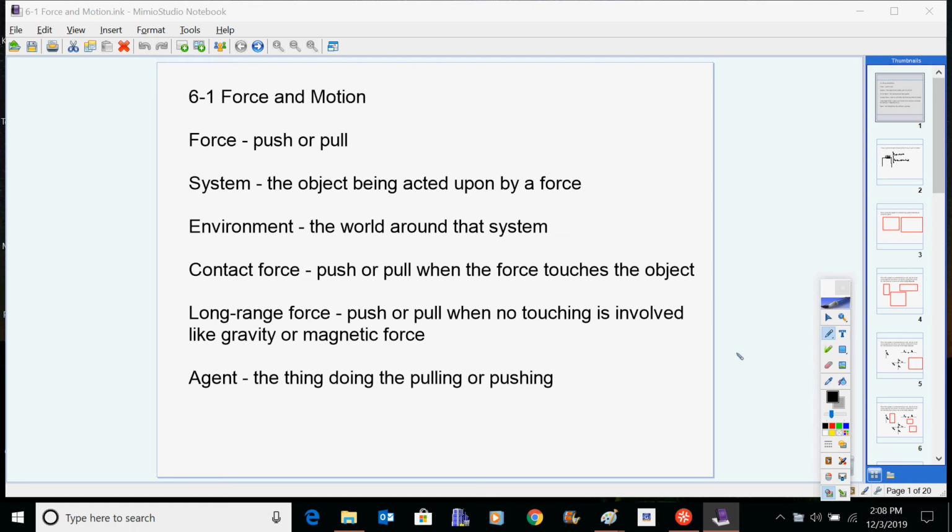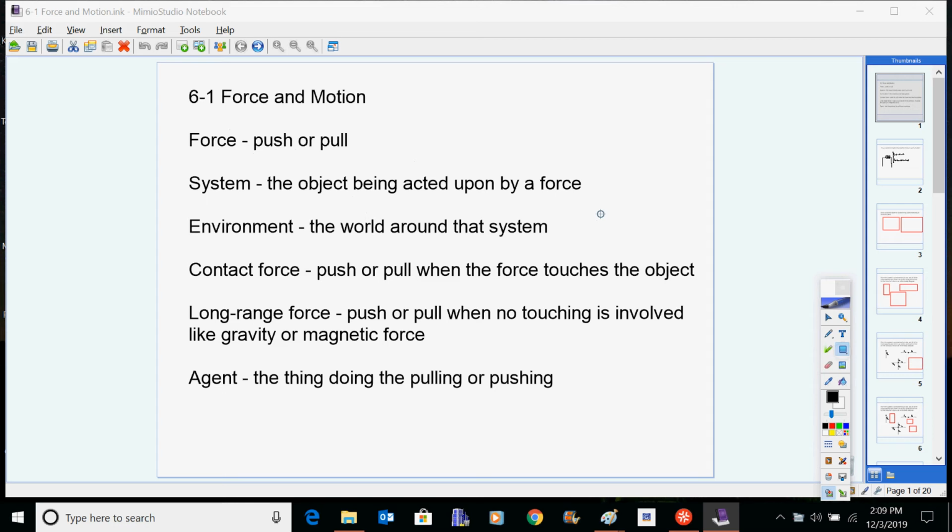And we're going to talk about forces and motion and the new stuff that we need for Chapter 6. Going back to some very basic definitions that you should have had in physical science way back in the day, but we'll just take them one at a time. First of all, a force is just a push or a pull.